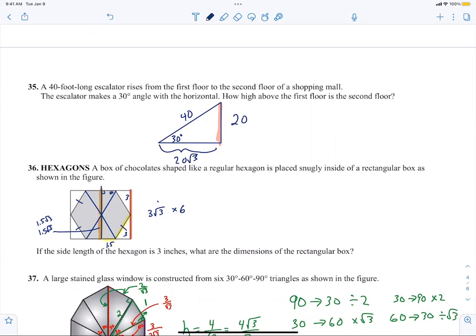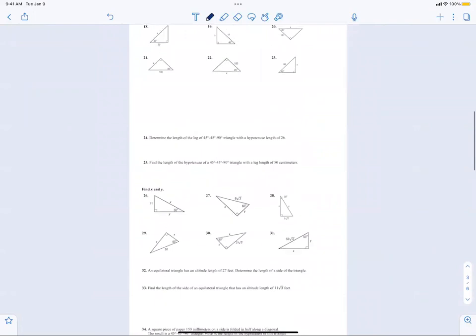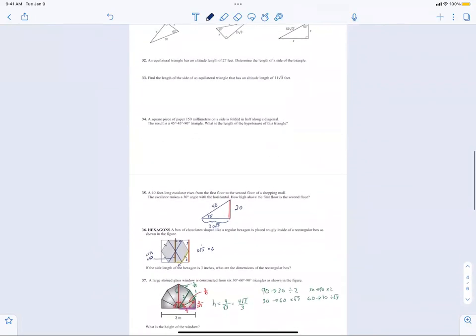Now, does anybody feel they need me to review the rules for the 30, 60, 90? I really don't mind. I know it's been a while. Does anybody feel like they need to review the rules? Anybody else want me to do something on this worksheet? Anybody? Because I'm going to collect it now.